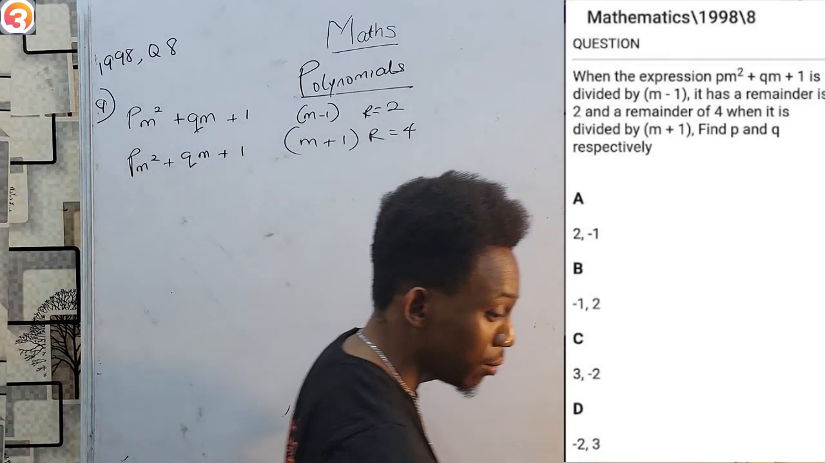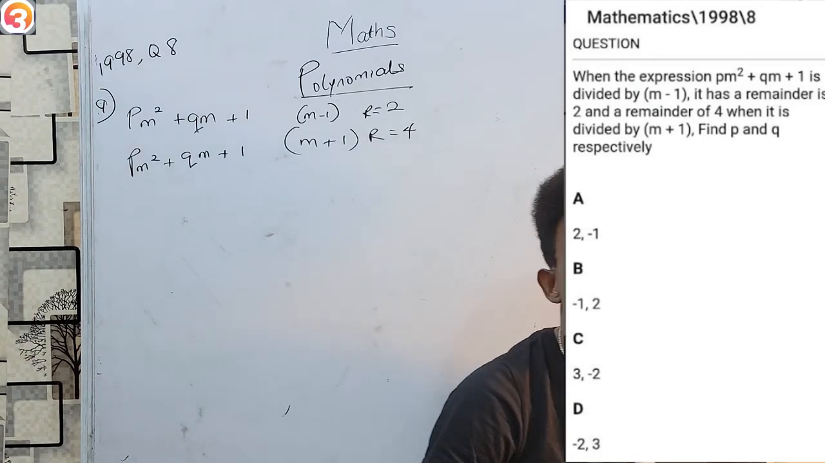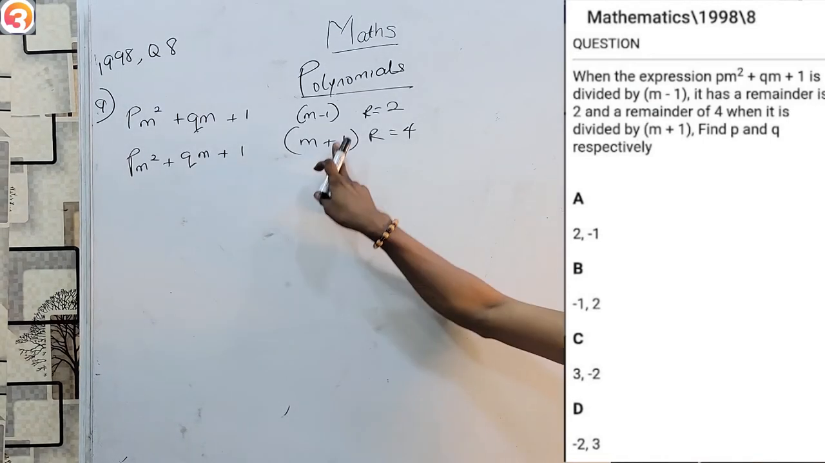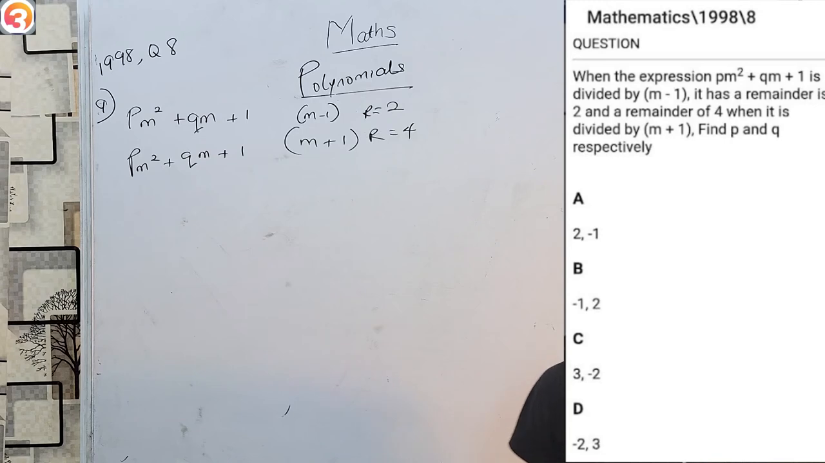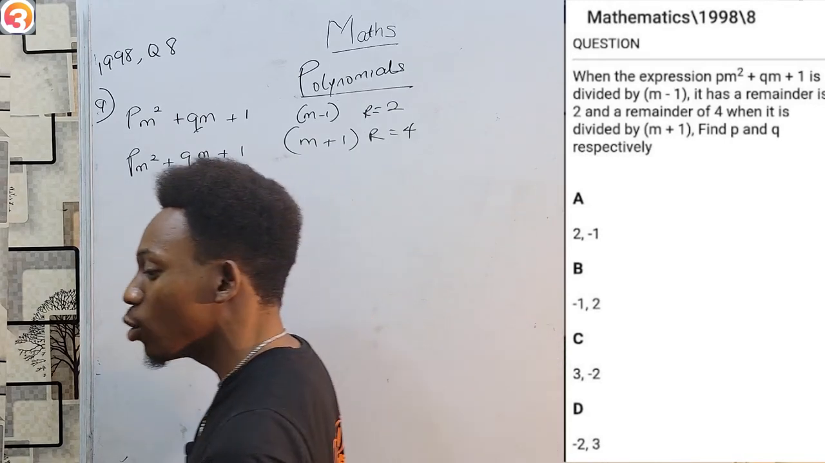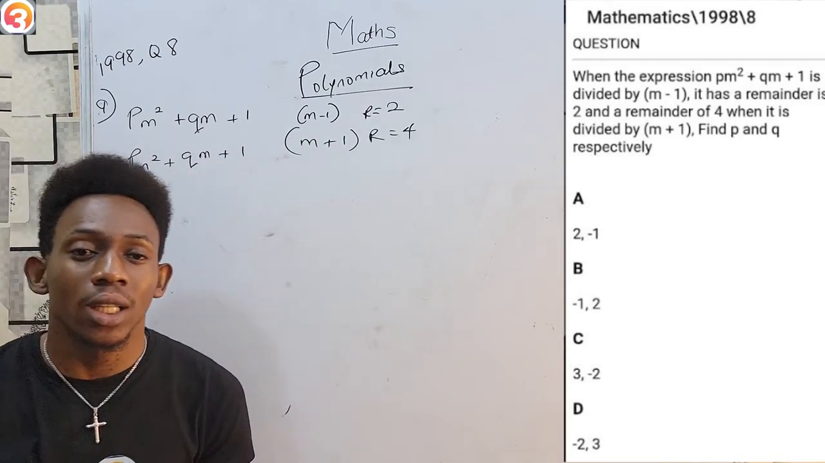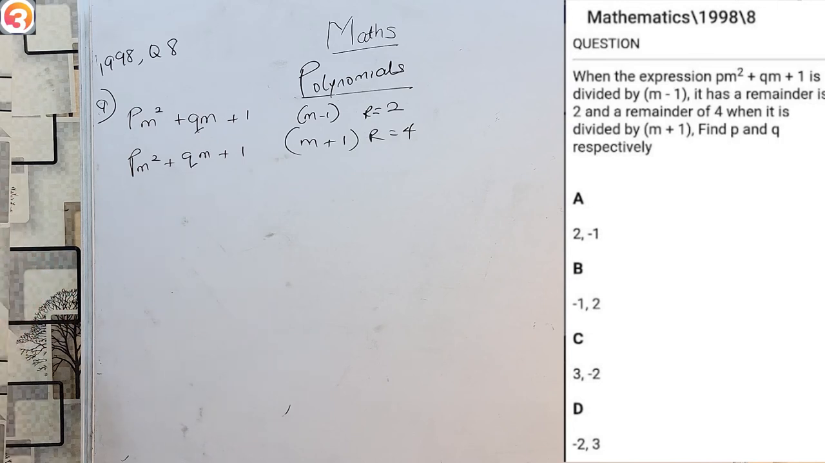I have two things that divide it, and they both have remainders. What that tells me is that these two are not actually factors of it. If they were factors, I would simply multiply them together and I must get my expression. But since they are not factors, what can I do?